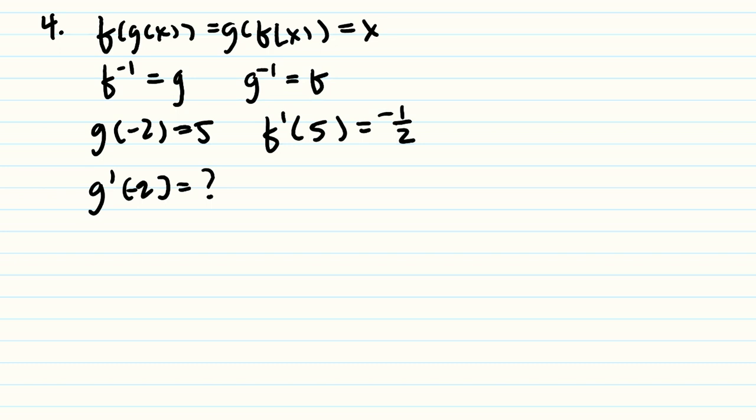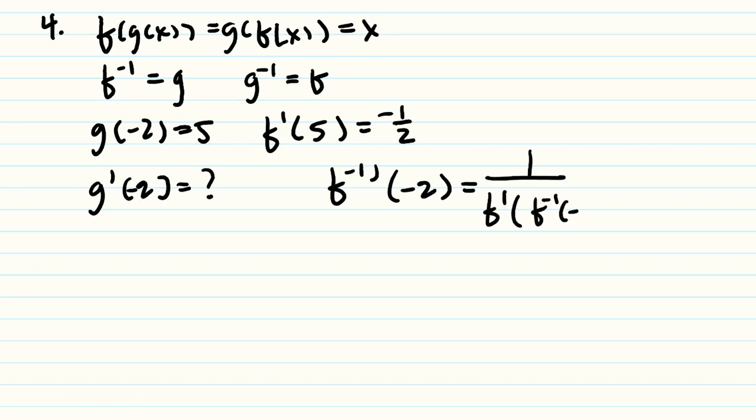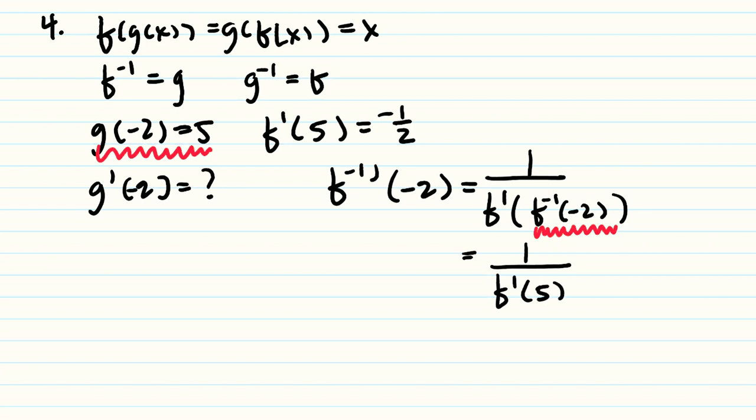All right, so g prime of negative 2 is like f inverse prime of negative 2. And that's 1 over f prime of f inverse of negative 2. Okay, but f inverse of negative 2 is g of negative 2, which is 5. So that's one over f prime of 5. But we actually already know that. That's 1 over negative 1/2. And if you know that's negative 2, good for you. If you want to stop there, that's cool too.